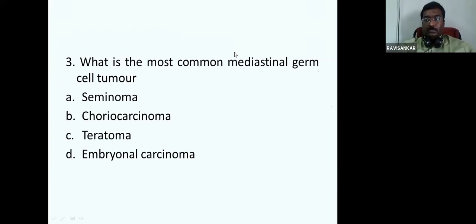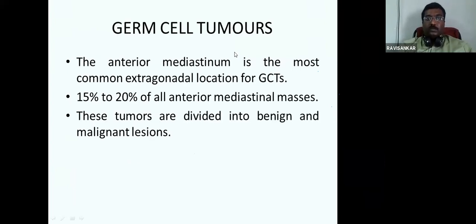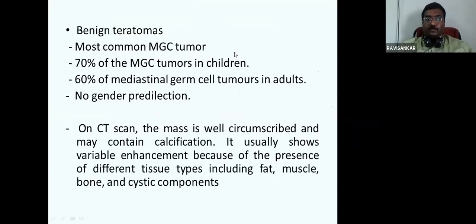Yes, good. Anterior mediastinum is the most common extragonadal location for germ cell tumors after the testis. 15 to 20% of anterior mediastinal masses are germ cell tumors, usually divided into benign and malignant lesions. So the most common mediastinal germ cell tumor is a benign teratoma. It constitutes 70% of the mediastinal germ cell tumors in children, and 60% in adults.